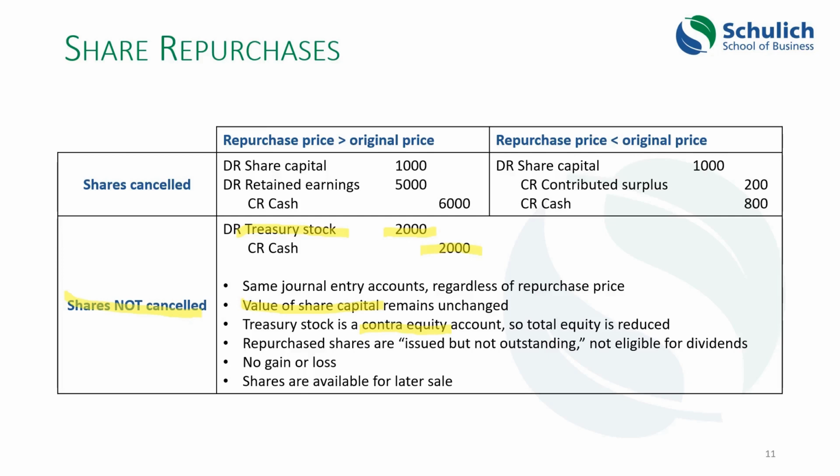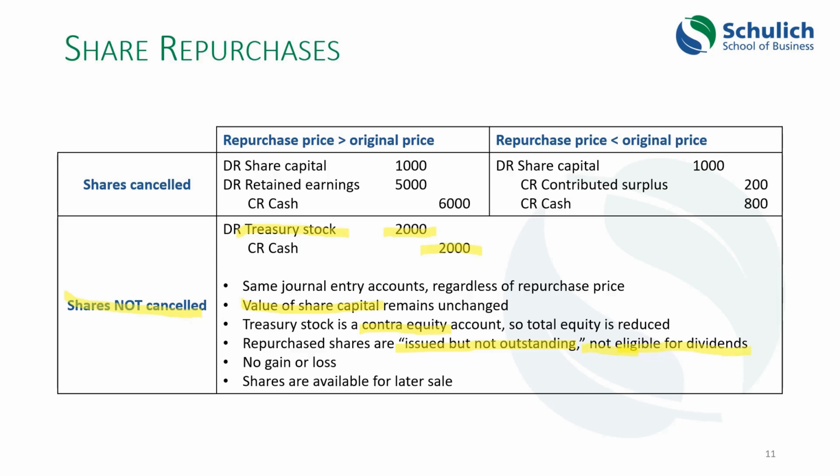The repurchased shares are listed as issued but not outstanding. The important thing there is, of course, if the company's holding on to them, it doesn't pay dividends, right? Not eligible for dividends. So if it pays dividends to the common shareholders, it's only those shares that are issued and outstanding that get the dividends.